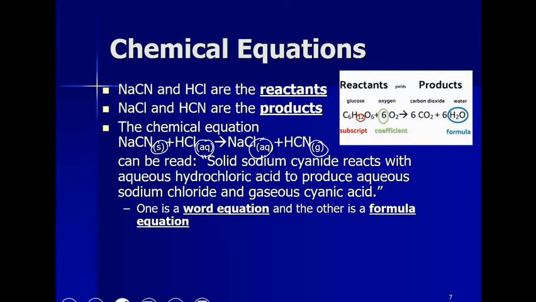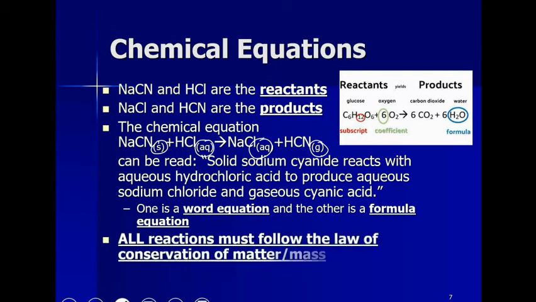So I would read this reaction as solid sodium cyanide reacts with aqueous hydrochloric acid to produce aqueous sodium chloride and gaseous cyanic acid. One is the word equation and one's the formula equation. The formula equation's on the top, the word equation's on the bottom.